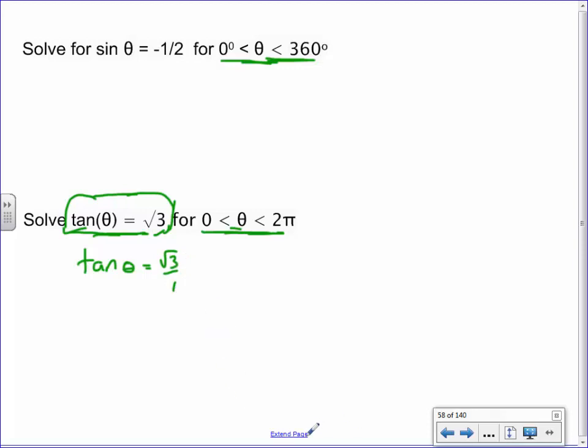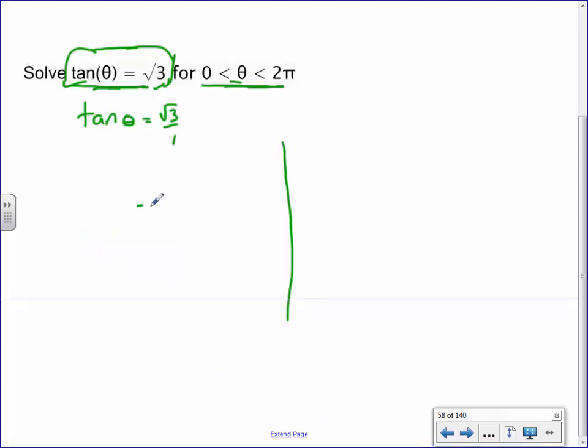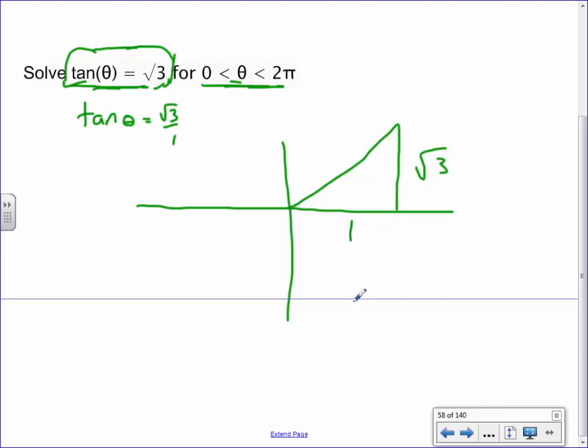And so what I'd like to do is start plotting, well, where on a grid could it be root 3 over 1? Well, in this quadrant right here, you could have the opposite be root 3. You could have the adjacent be 1. What would the other side be? You guys remember what angle? Not 45. This one's actually 60 degrees right here.